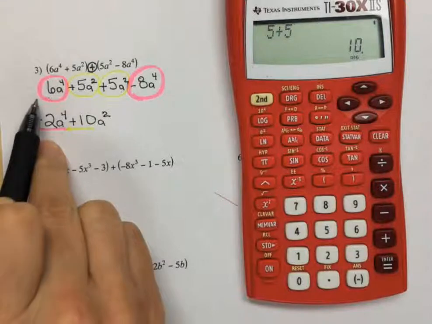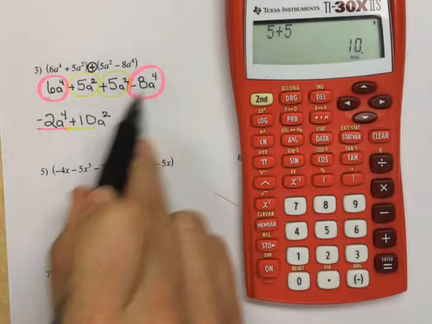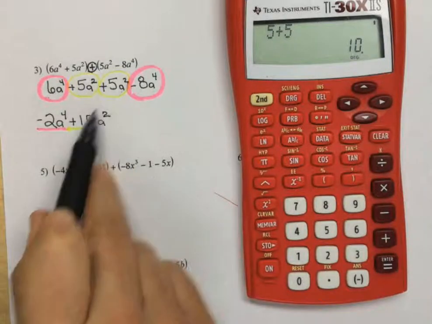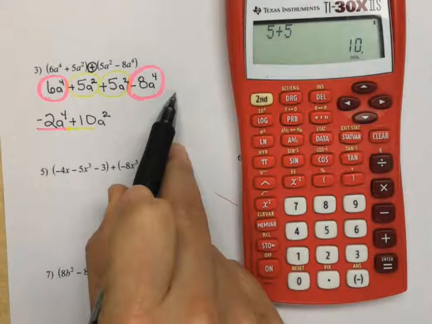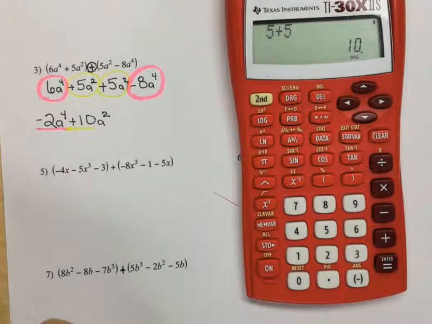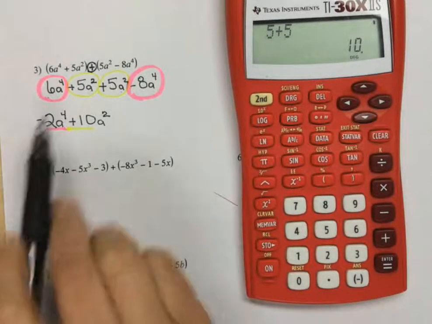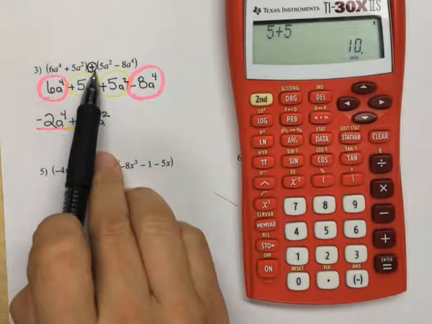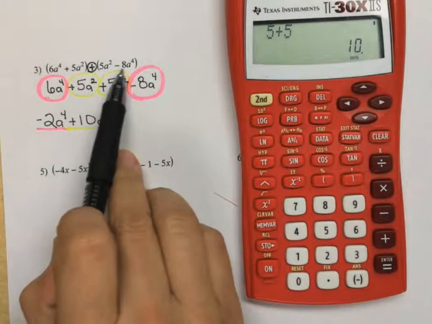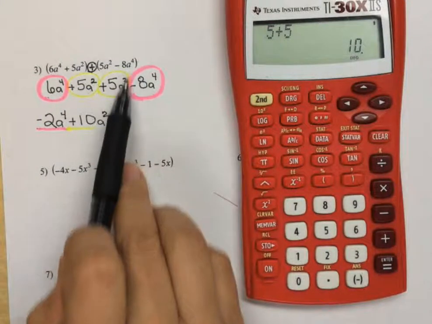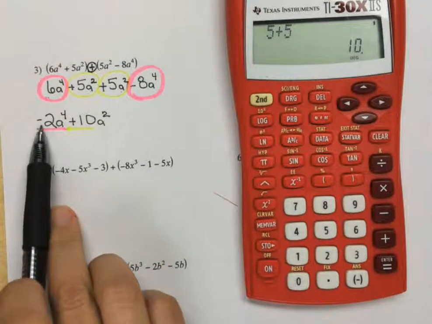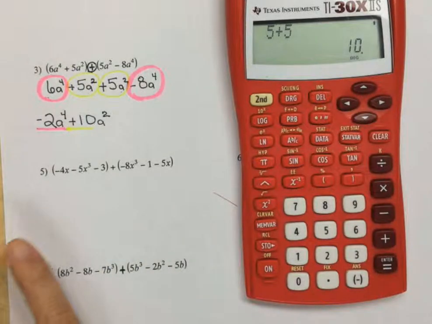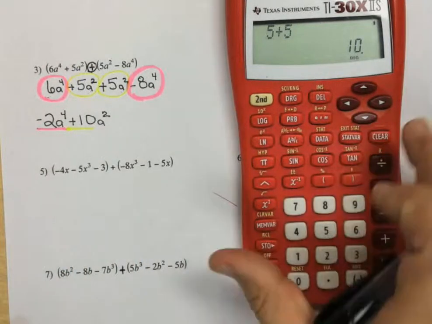I double check here. I have every term highlighted. I combined our pink terms. I combined our yellow terms. There's nothing left without highlighting. I'm done. That's my answer. So 6a to the fourth plus 5a squared plus the quantity 5a squared minus 8a to the fourth equals negative 2a to the fourth plus 10a squared. We're done. We do nothing after that.